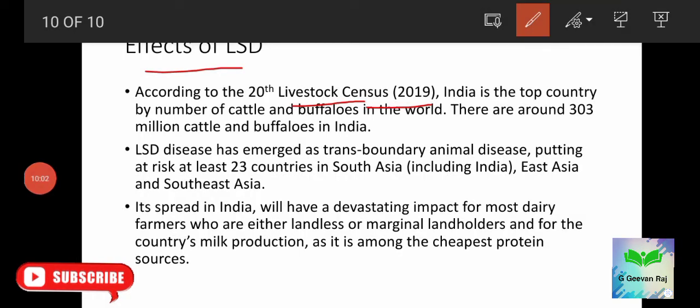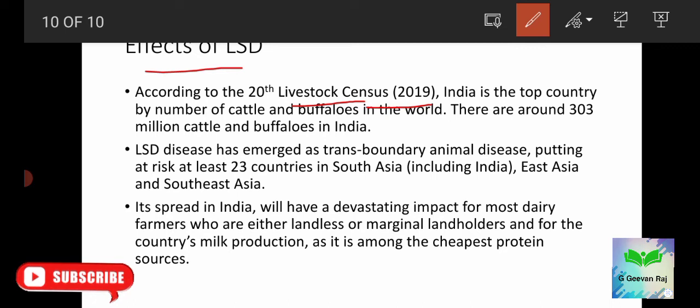Lumpy skin disease has emerged as a transboundary animal disease, putting at risk at least 23 countries in South Asia, East Asia and Southeast Asia. So, currently lumpy skin disease is putting at least 23 countries, mainly in the South Asian, East Asian and Southeast Asian region, at risk of affecting their livestock sectors. The spread of lumpy skin disease in India will have a devastating impact for most dairy farmers who are either landless or marginal landholders, and for the country's milk production, as it is among the cheapest protein sources.